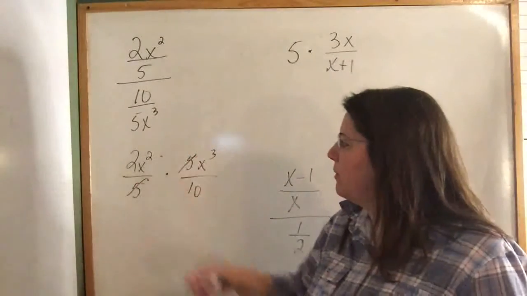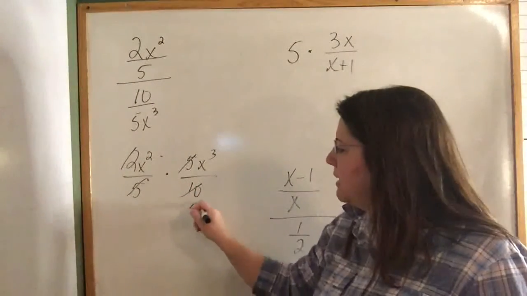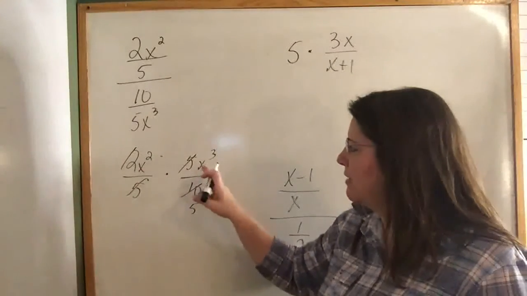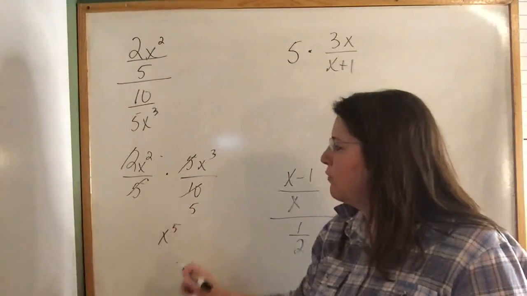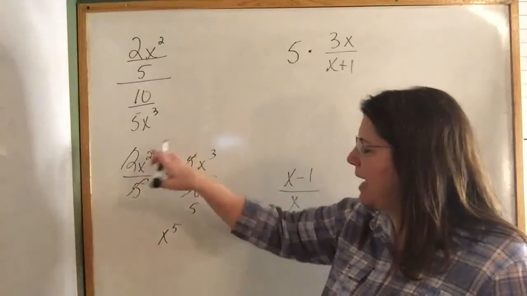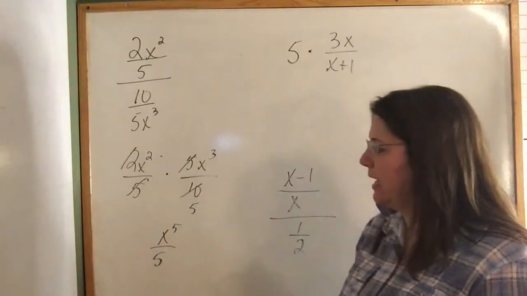5 goes into 5, they both end up being 1. 2 goes into 10, 2 is a 1. 10 becomes a 5, and then we multiply straight across. X squared times x cubed is x to the 5th. Remember, when we have two monomials multiplied together, we keep the base and add the exponents. And then that would be over 5 to give us our final answer.